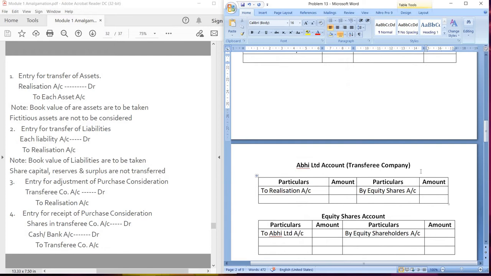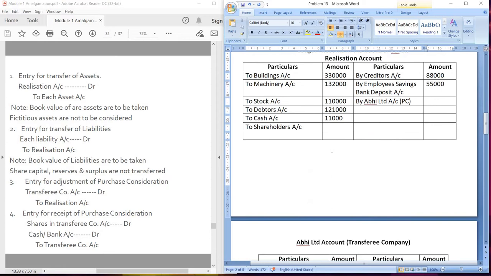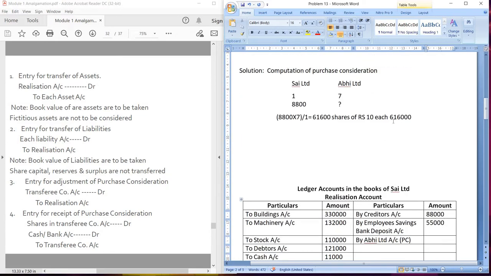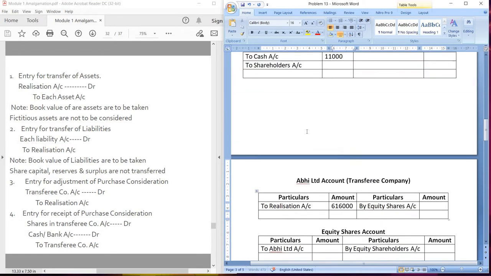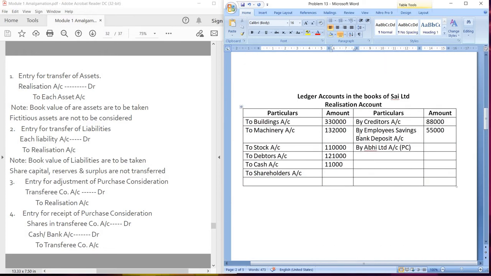So let us go to transferee company. Transferee company account debit to realization account, amount will be the amount of purchase consideration. So the amount of purchase consideration is 6,16,000. So we will take it here, 6,16,000. Same entry will be posted here in realization account by Abhi Limited account. Amount will be the amount of purchase consideration, that is 6,16,000.